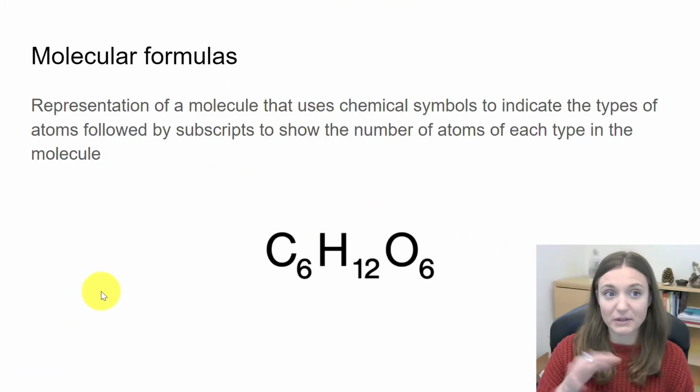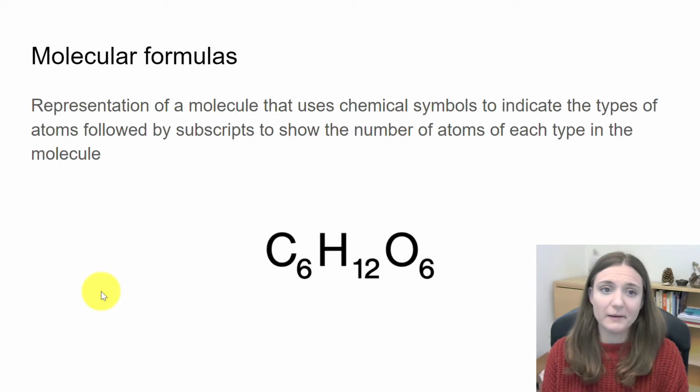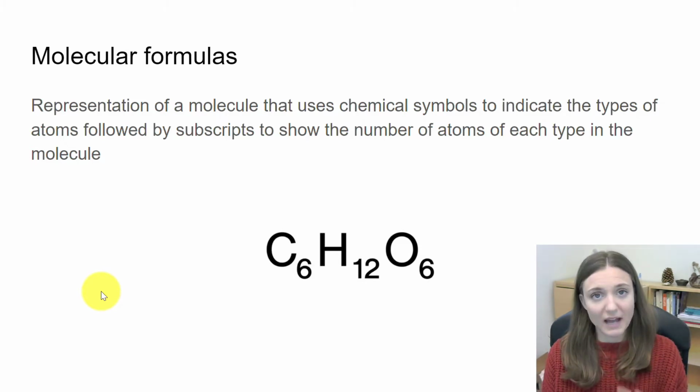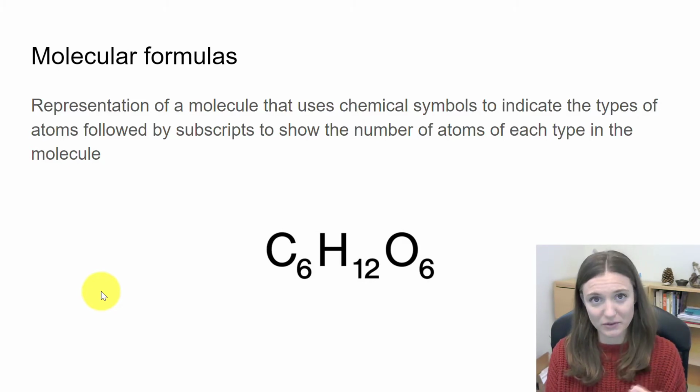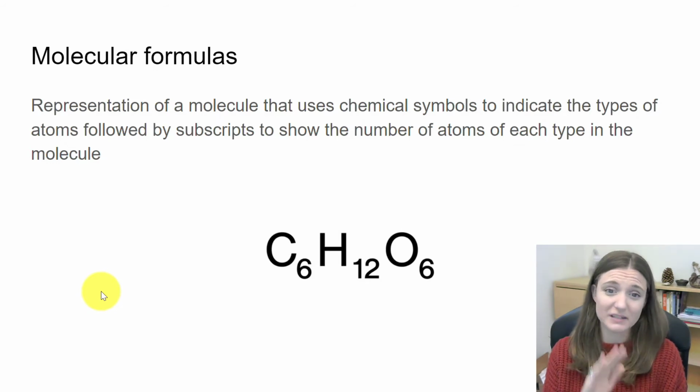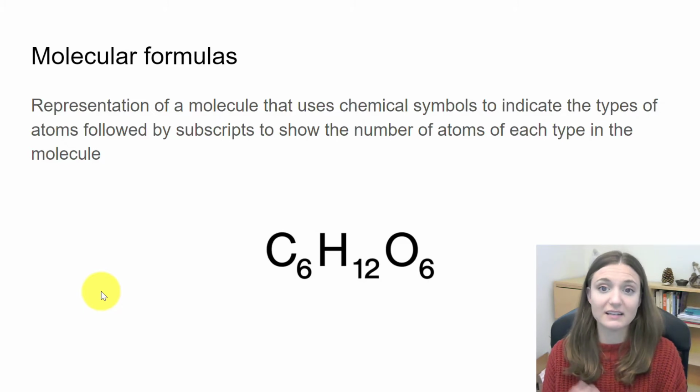So we've been looking at mostly molecular formulas now. So molecular formulas tell us the total number of each type of atom in that molecule, right? So molecule is multiple atoms bonded together. Here we have glucose, C6H12O6. That means that in one molecule of glucose, there will be 6 carbons, 12 hydrogens, and 6 oxygens. Okay, and the subscripts again tell us the number of atoms of each type in that molecule.